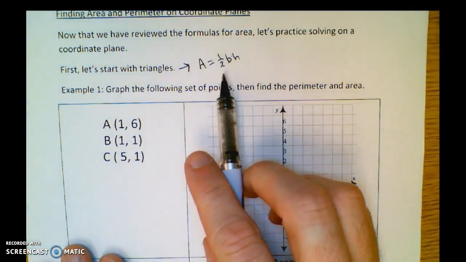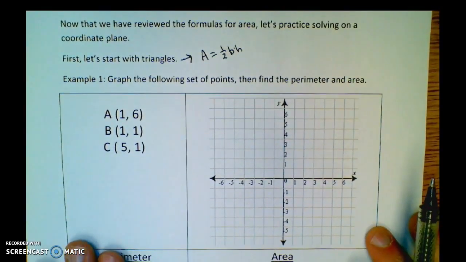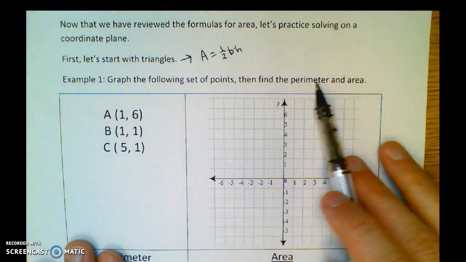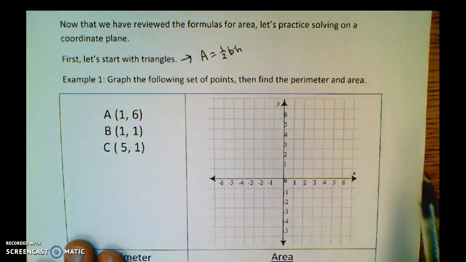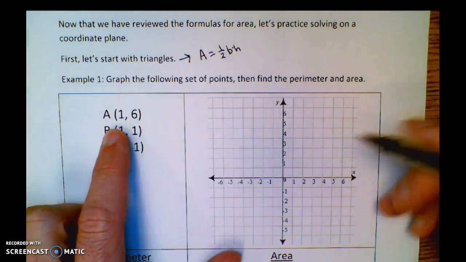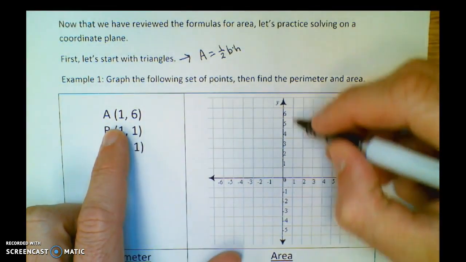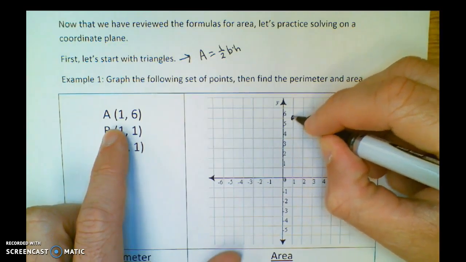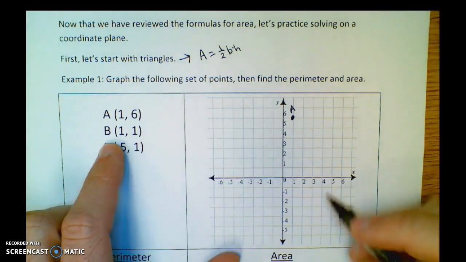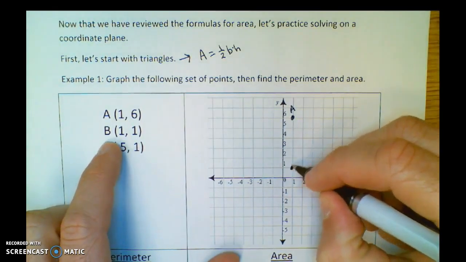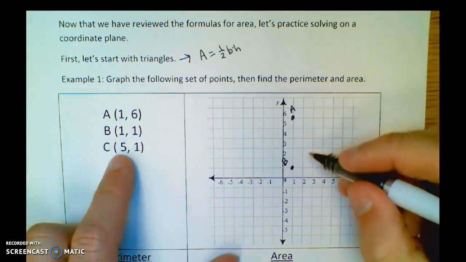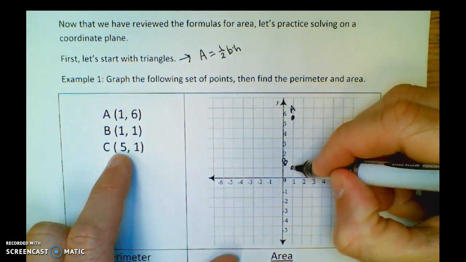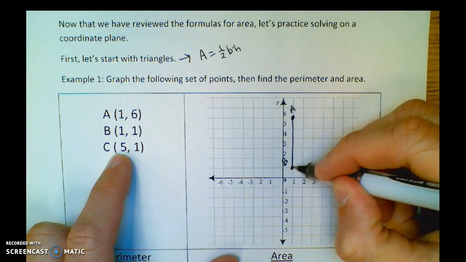So we're going to apply this formula now onto a coordinate plane. The first step is going to be to graph the points, and then we can work on finding the area. We can also do perimeter, and I'll show you how we do that as we work. So the first coordinate is 1, 6. Second coordinate is 1, 1. Third coordinate is 5, 1. So here's my triangle.